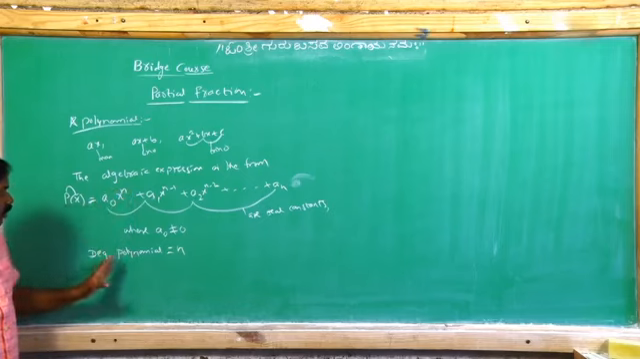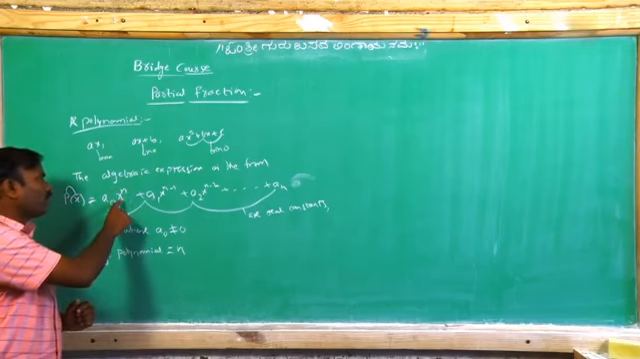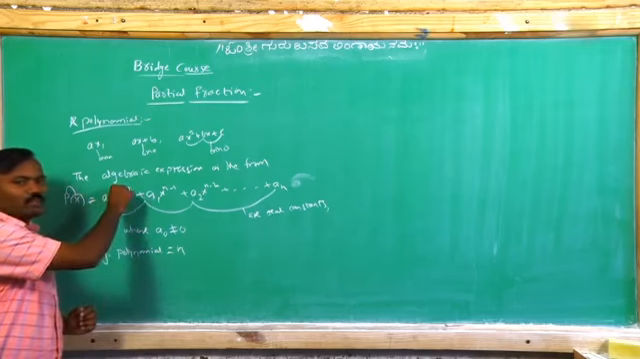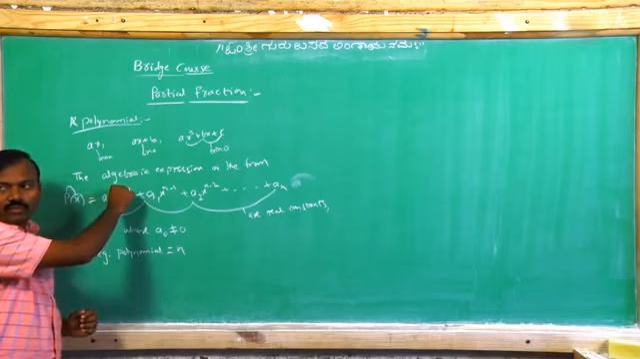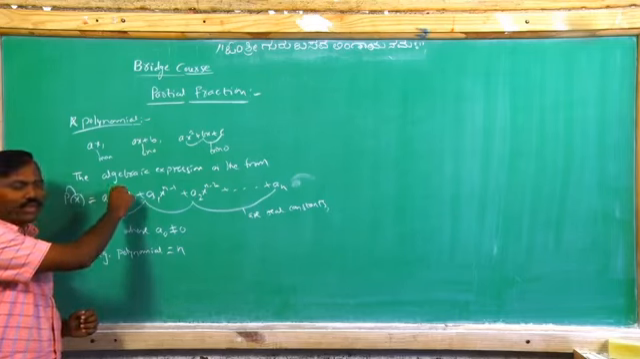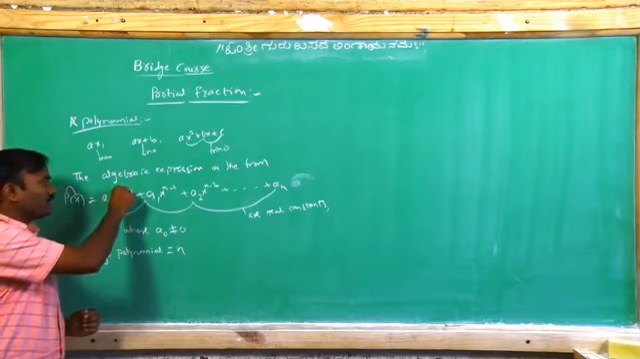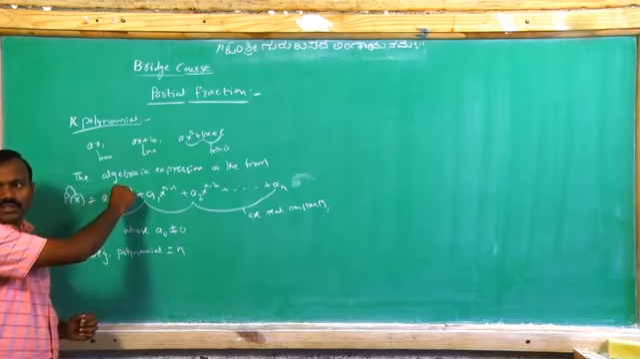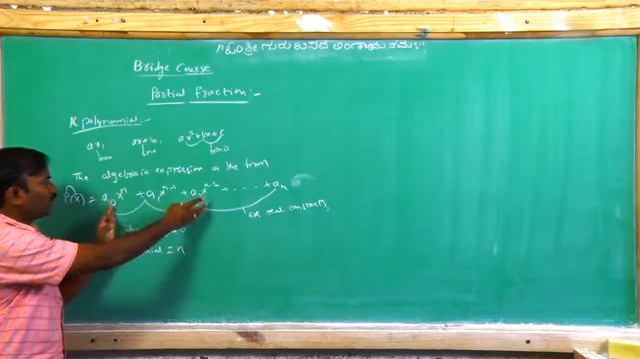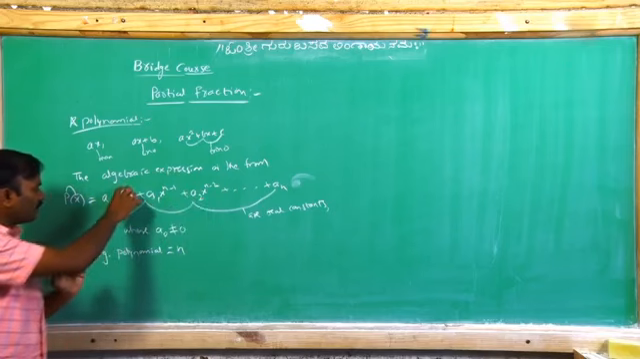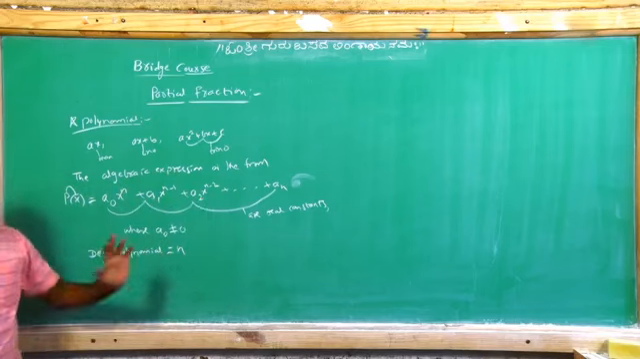So the definition of degree of polynomial is: the highest power of x that exists in the expression is called the degree of polynomial. In this polynomial the highest power of x is n, so the degree of polynomial is equal to n.